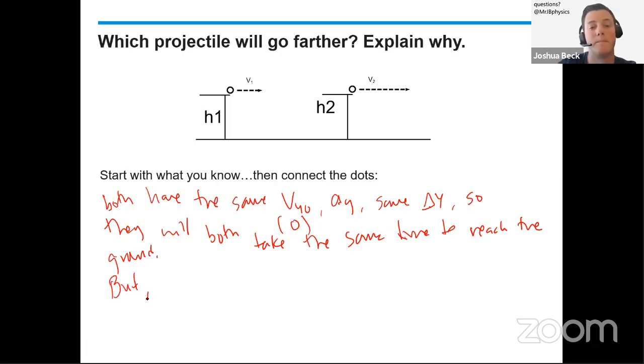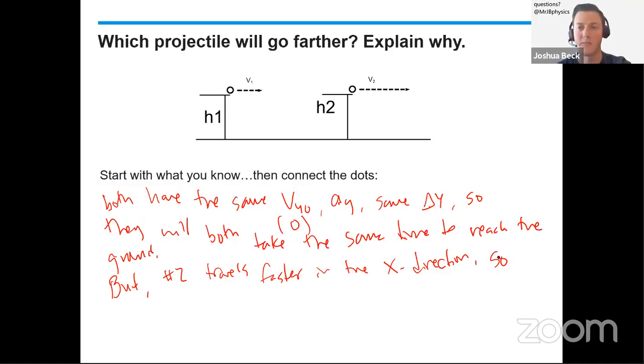But number 2 travels faster in the x direction. So what does that mean? Well, if it's going to be in the air for the same amount of time, but it's traveling faster, then that means it's going to go further.